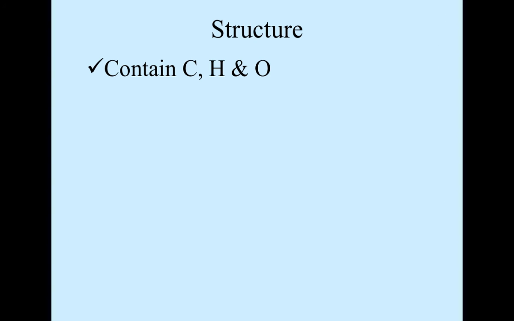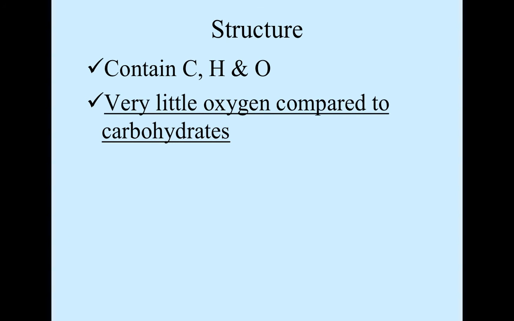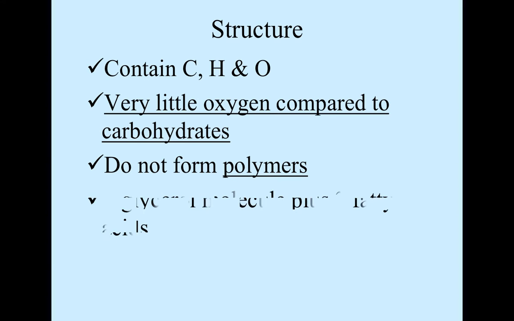The second class are our lipids. Lipids contain, again, carbon, hydrogen, and oxygen. But compared to carbohydrates, there's not as much oxygen. You're not going to see that 2 to 1 ratio. So that's one way, by looking at the chemical formula, you can tell whether I have a carbohydrate or a lipid. Look at that hydrogen to oxygen ratio. These guys are very large. They do not form polymers, and they're made up of one glycerol molecule plus 3 fatty acids.